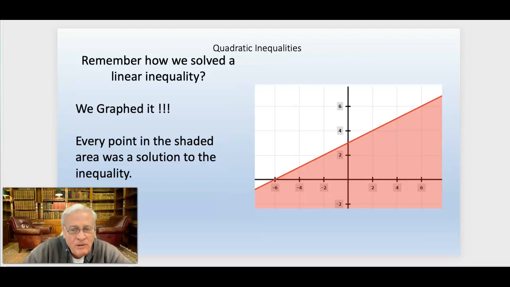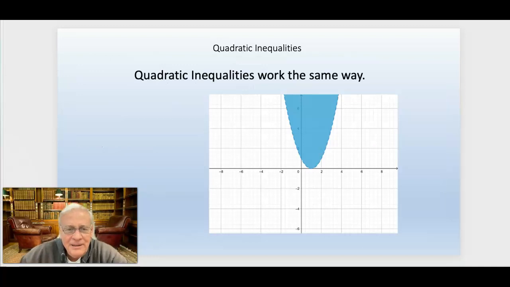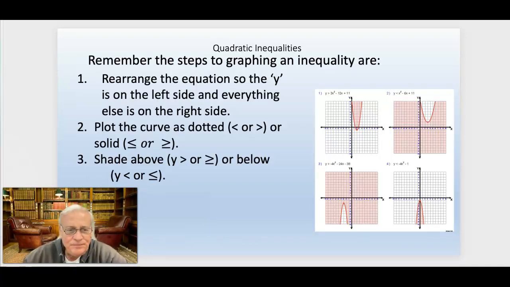And if you remember how we solved the linear inequalities, we graphed it. Every point in the shaded area was a solution to the inequality. Also, if it's a solid line, the points on that line are a part of the solution. If it's a dotted line, the points on that dotted line are not a part of the solution. Anyway, it works the same with quadratics. You shade it, it's dotted or solid. You graph it as if it's an equation initially.